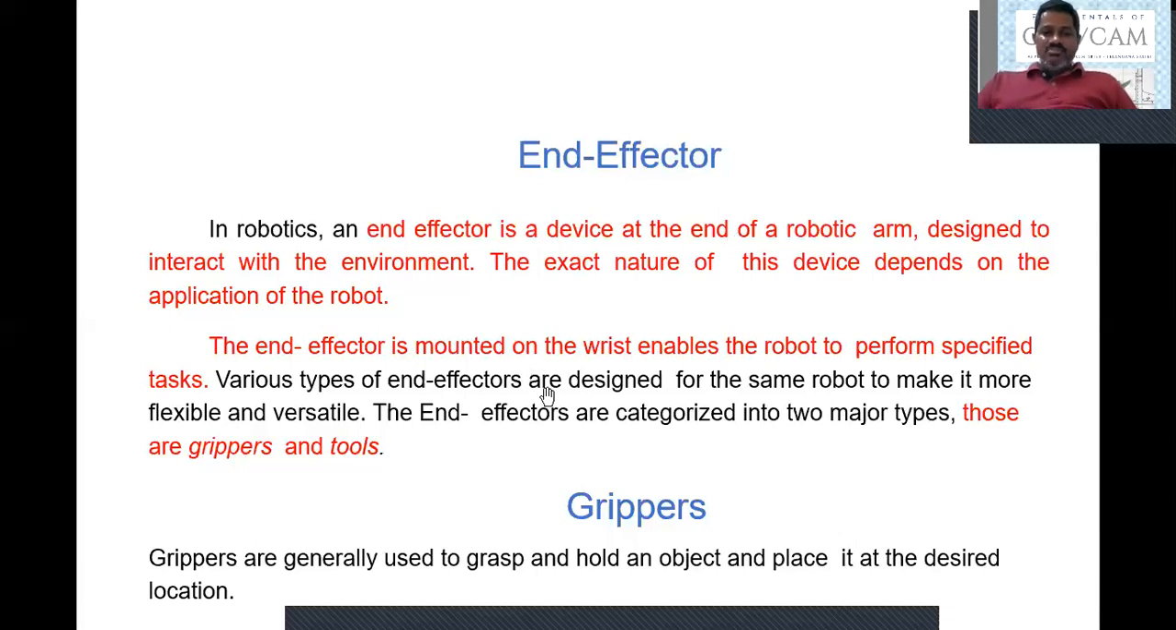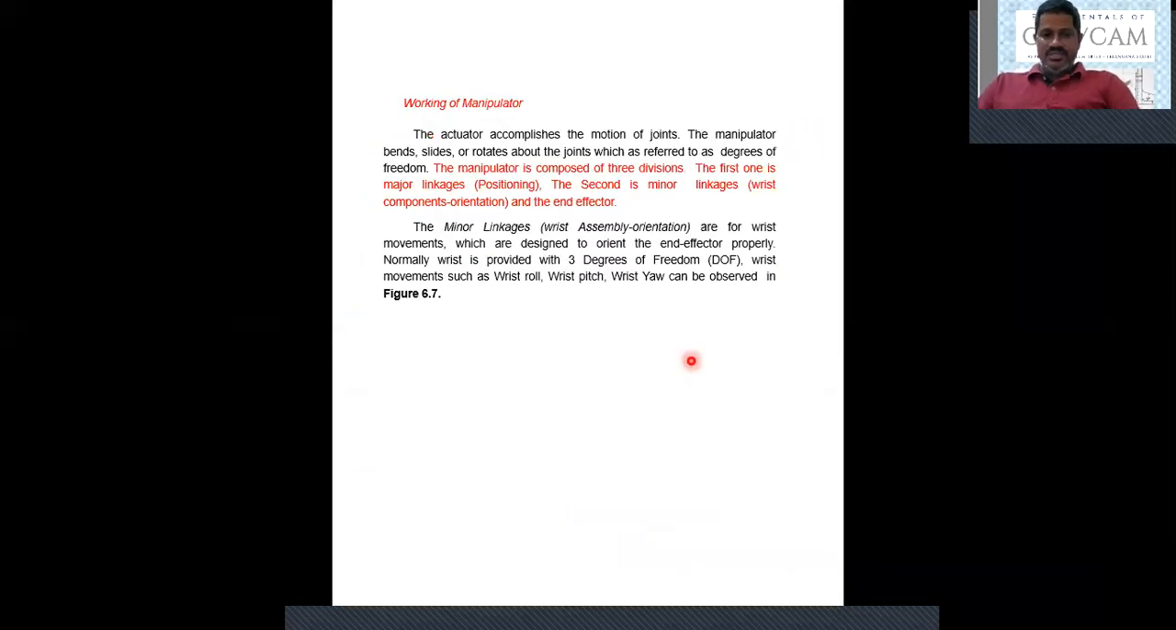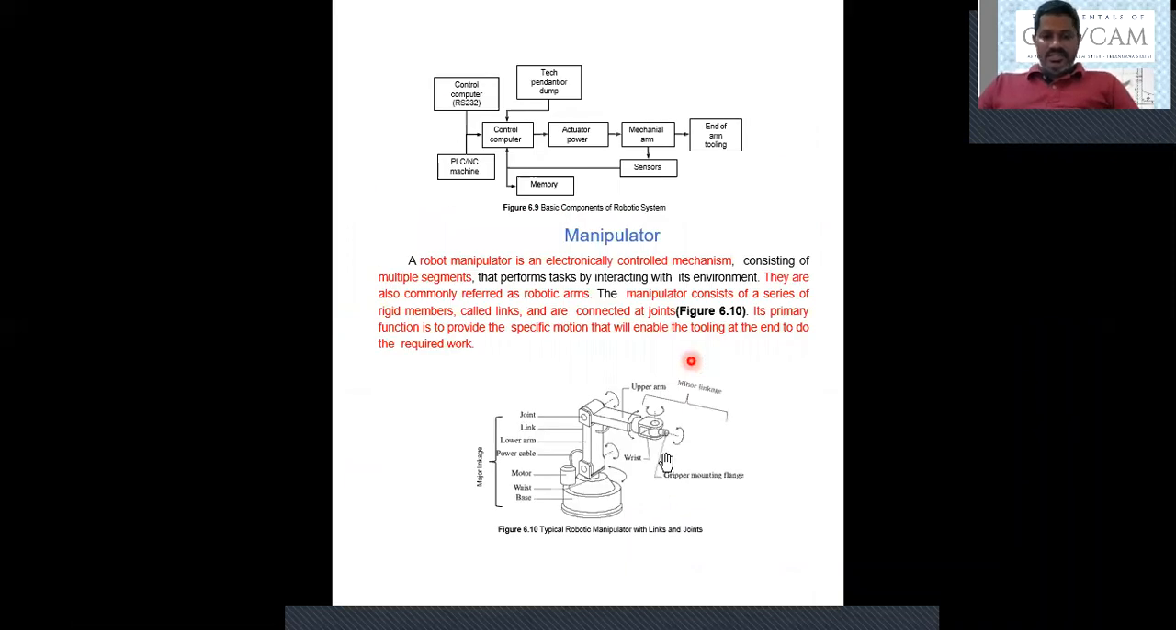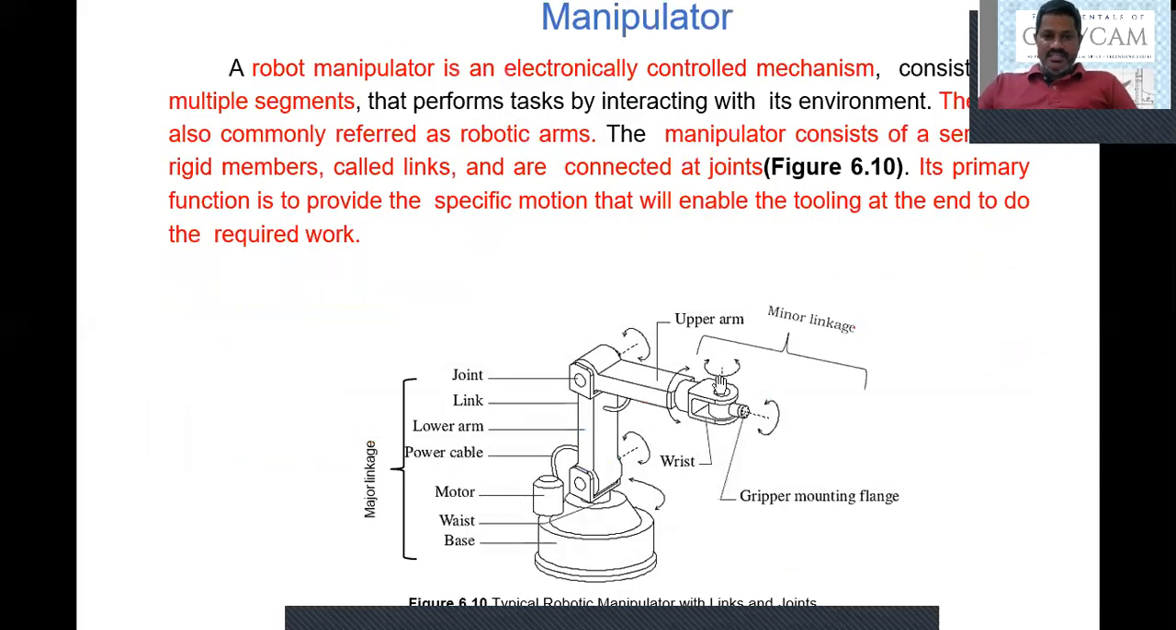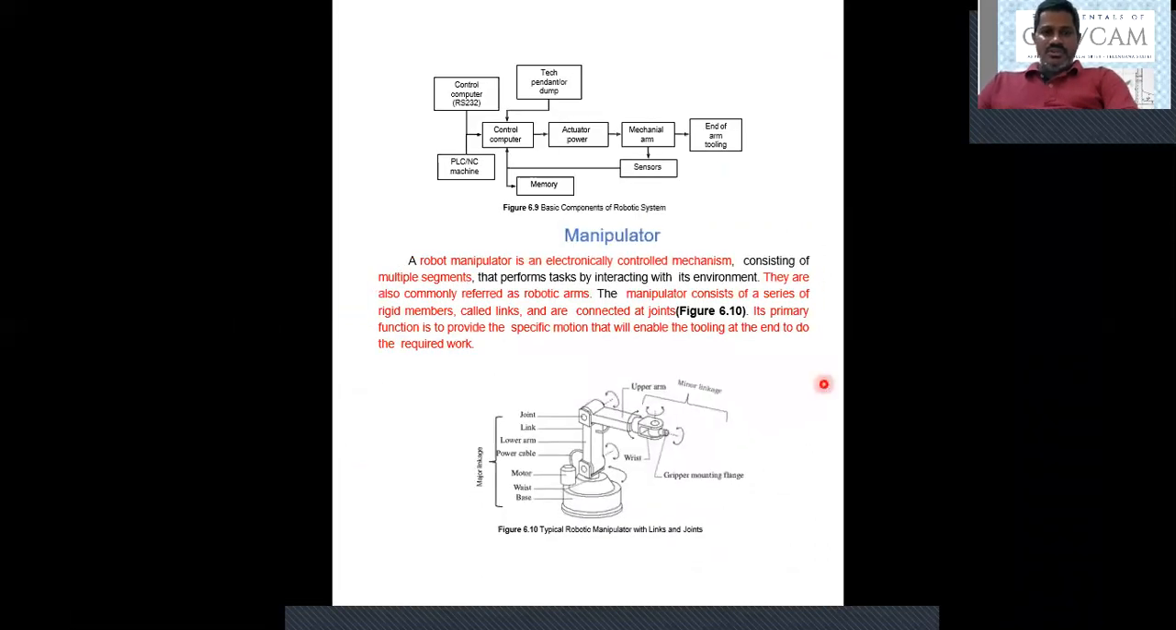So the end effector is mounted on the wrist, as we have seen in the last slide. Let us see, this is the end effector. As you can see, this is the end effector, and this is actually exposed to the atmosphere or the work environment. Okay, so let me move further.